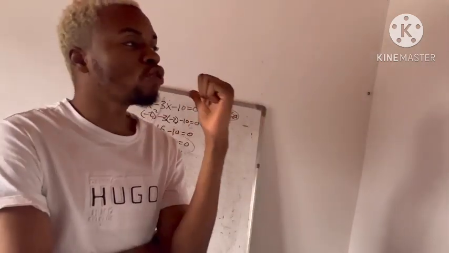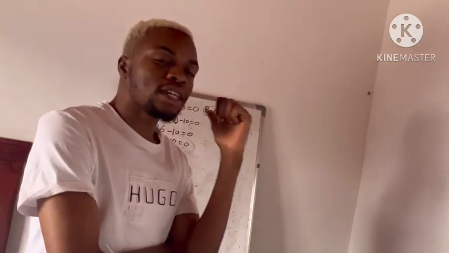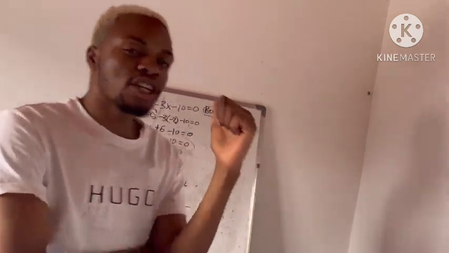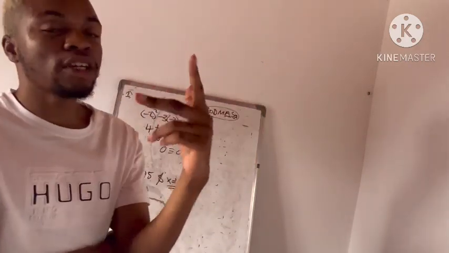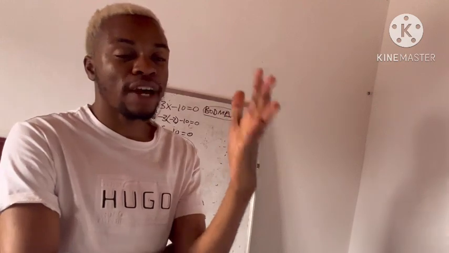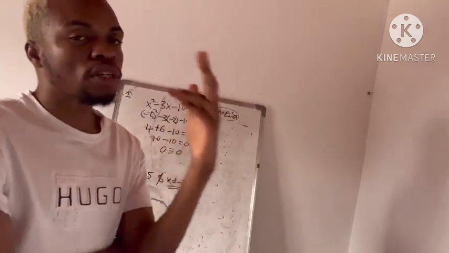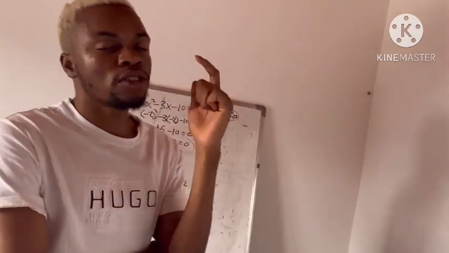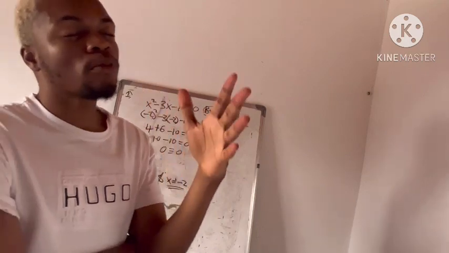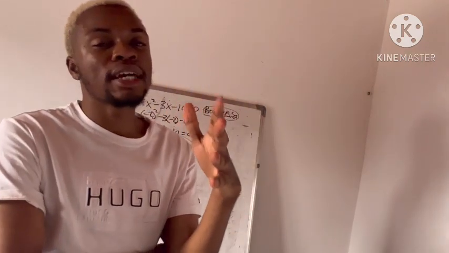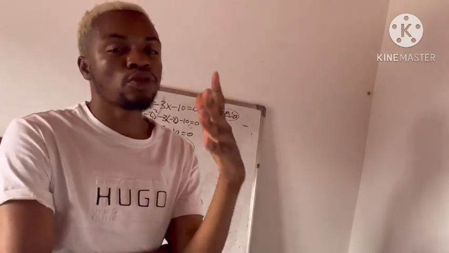But what I have shown you on the board is simply factorization, where I had to talk about you checking on two numbers. First of all, identifying your A, identifying your B, and identifying your C. Then the next thing you have to do is check on those two numbers which, if you add them up, give you B, and if you multiply them, give you AC.